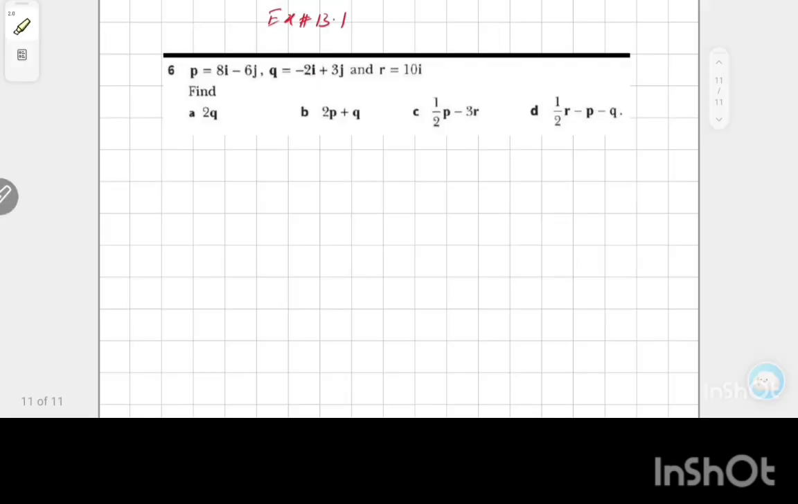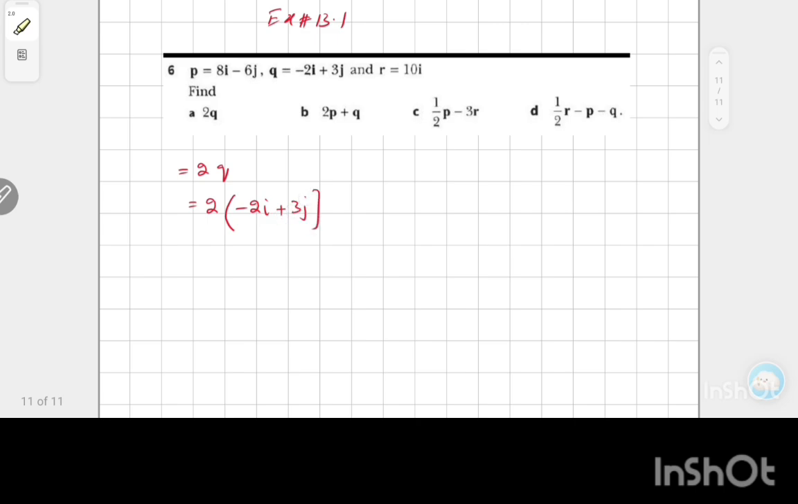Okay, dear friend, this is the book question, exercise number 13.1, and this is our question number 6. P equal to 8i minus 6j, Q equal to minus 2i plus 3j, and R equal to 10i. What is the value of minus 2q? Okay, it's a very simple question. 2q, here we write it 2q. The value of q is minus 2i plus 3j. We will write it as minus 4i.